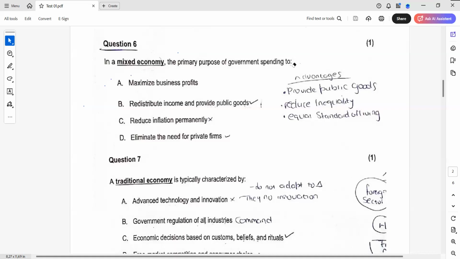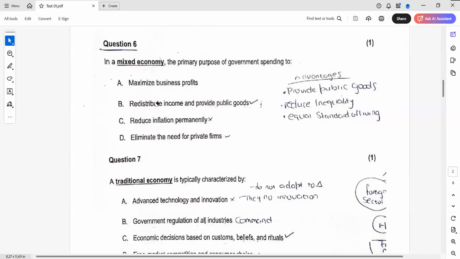So the primary purpose of the government spending is to maximize business profits, no, to redistribute income and provide public goods. Yes, this one will be true because the government is there to do what? To provide public goods and redistribute income. Obviously, distributing income in the form of providing transfer payments and social security benefits.